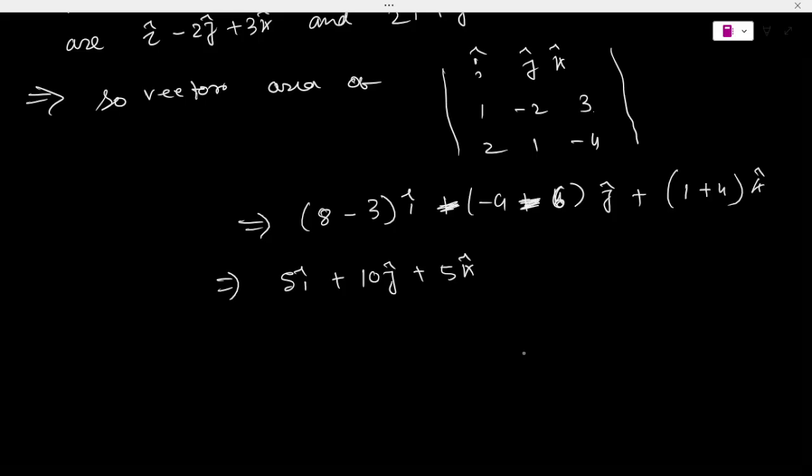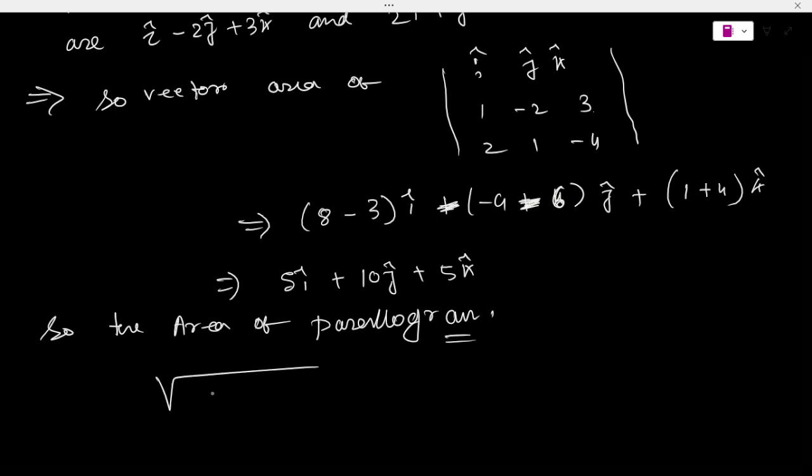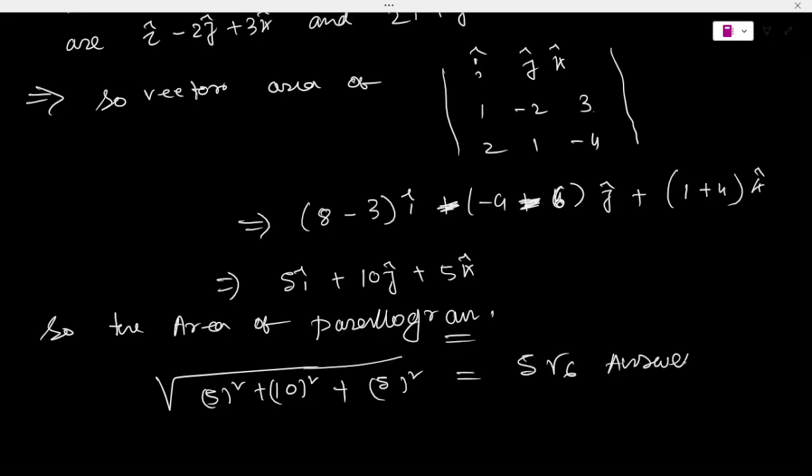So the area of the parallelogram will be the root of 5 square plus 10 square plus 5 square, so around 5 root 6 will be the answer.